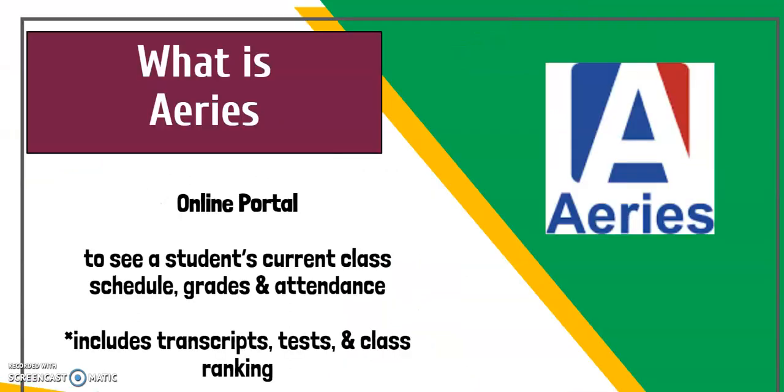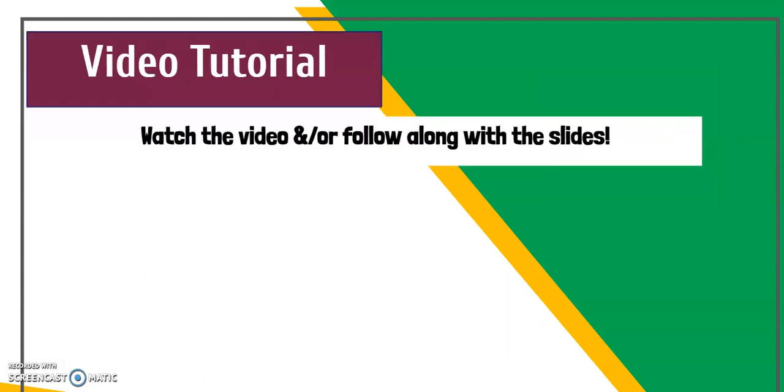What is Aries? This is the online portal that allows you to see a student's current class schedule, their grades, and attendance. It includes transcripts, tests, and class rankings, as well as some other things. This is the slide where the video tutorial will be.